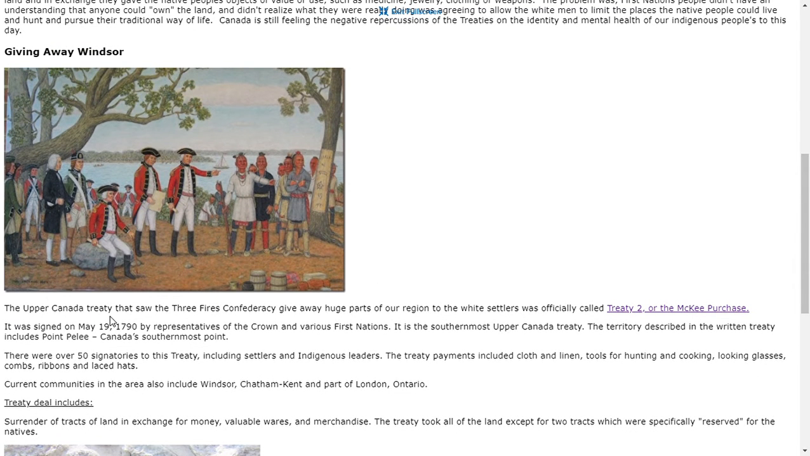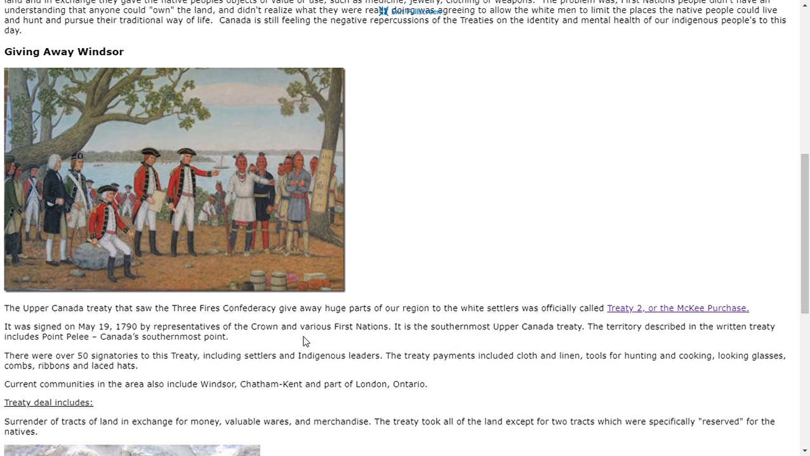The Upper Canada Treaty that saw the Three Fires Confederacy give away huge portions of our region to the white settlers was officially called Treaty 2, or the McKee Purchase. It was signed on May 19, 1790 by representatives of the Crown, you can see them here in their uniforms, and various First Nations. You can see the chiefs and the leaders there. It is the southernmost Upper Canada Treaty.